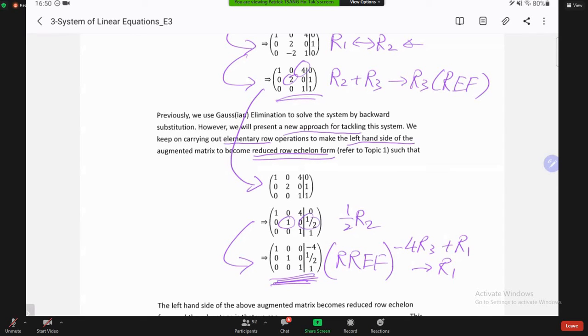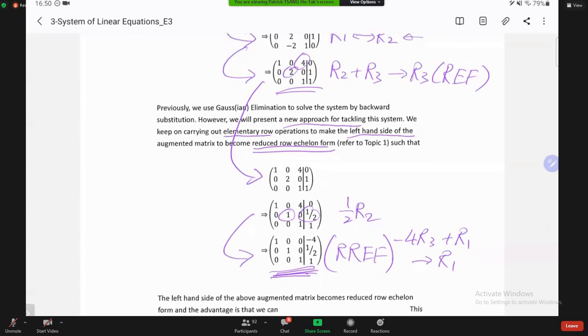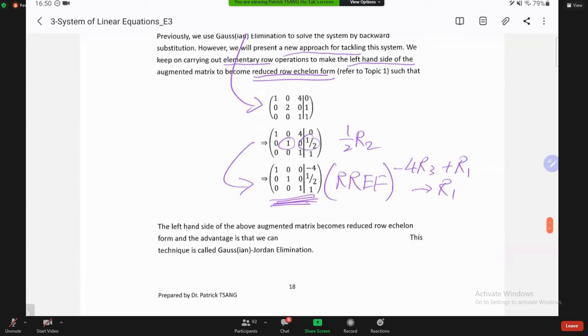So you may have a question: even though now I know this is RREF, what is the advantage, or why do we need to spend some effort to arrive at RREF? I'm going to tell you the answer. By doing this, the left-hand side of the augmented matrix is already in RREF, and the advantage is that we can spot the answer directly, and I would say very easily.